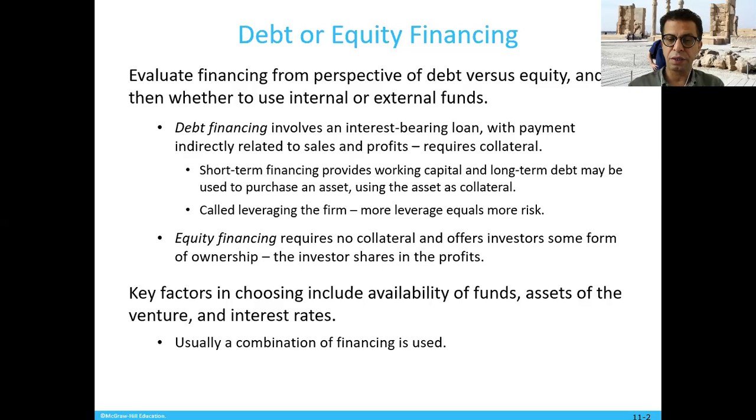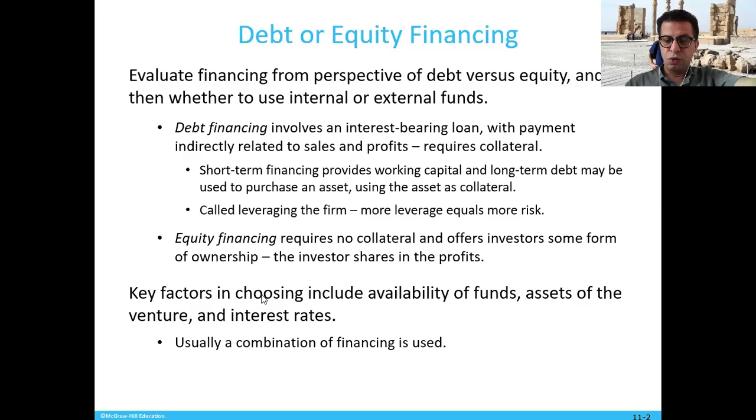So equity financing requires no collateral and offers some form of ownership. The investors share in the profit. There are two ways, as we said. When you go and borrow from a bank, they need to look at you, whether you have a house, you have a car. There are the 5 Cs there. They're going to look at it. And if you cannot borrow money or you don't want to borrow money from the bank, you tell an investor that you're going to give him a percentage, and he's going to invest with the intention of sharing in the profit.